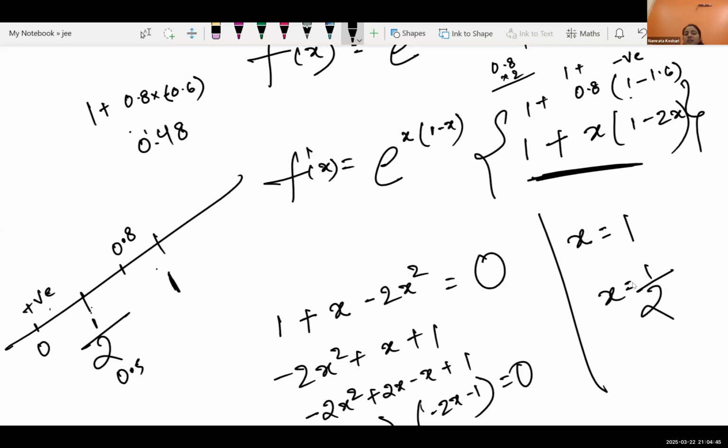This is what we'll be getting, right? Which, you can see, is positive, right? Yes, ma'am. And the last one.